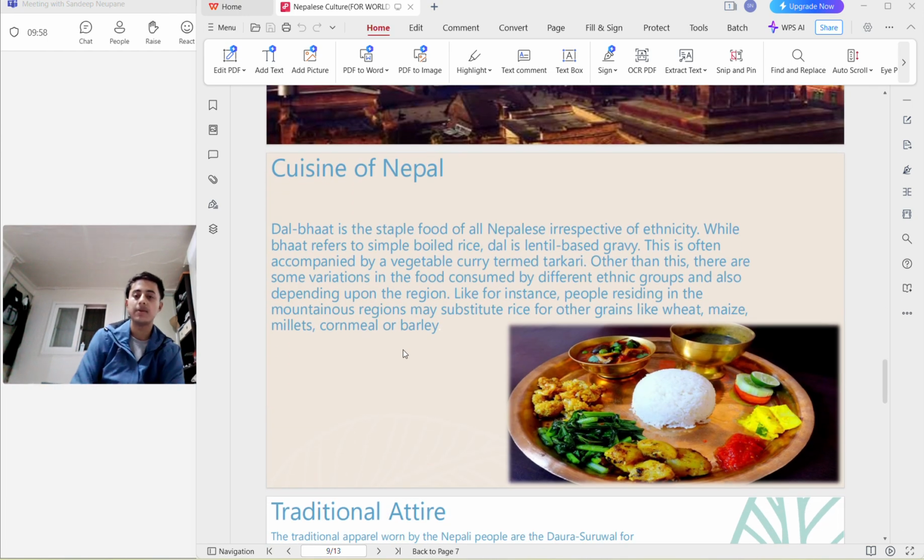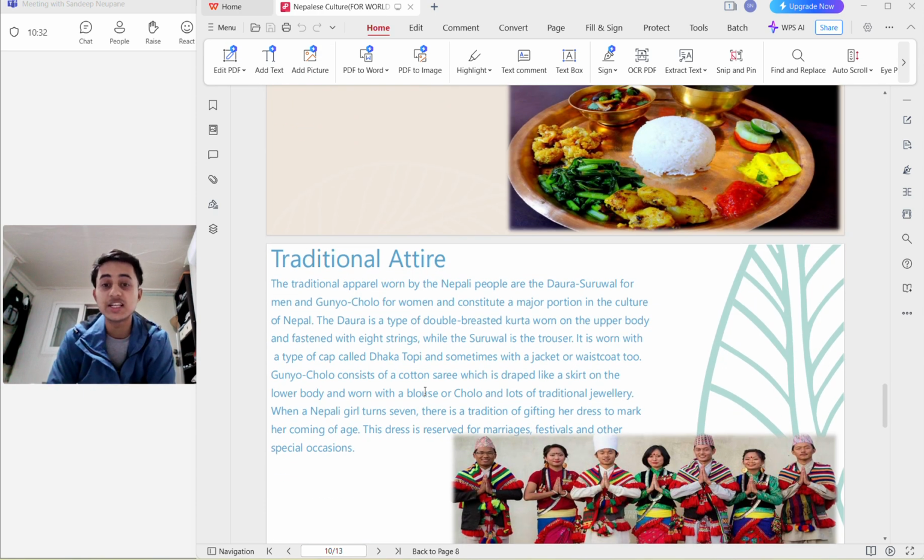Let's talk about the cuisine of Nepal. Dal bhat is the staple food of all Nepalese, irrespective of ethnicity. While bhat refers to simple boiled rice, dal is a lentil-based gravy. This is often accompanied by a vegetable curry, tarkari. Other than this, there are some variations in the food consumed by different ethnic groups and also depending upon the region. For instance, people residing in the mountain regions may substitute rice with other grains like wheat, maize, millets, cornmeals, or barley.